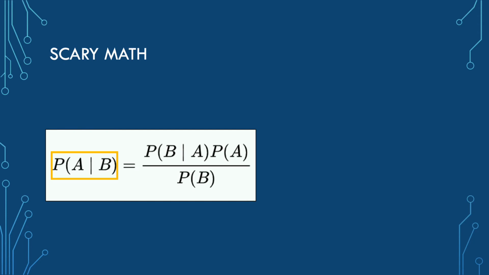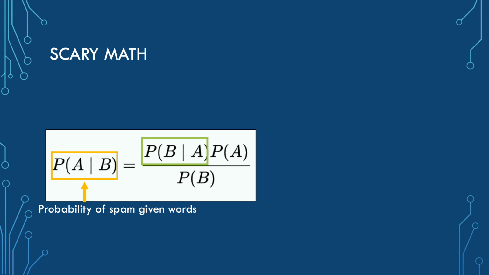Let's break it down step by step using the example of the spam emails we talked about earlier. On the left, in the orange box, we have the probability of A given B. This is our target probability, and from our problem, remember, it was, what is the probability that an email is spam given that we know that it has some sequence of words?